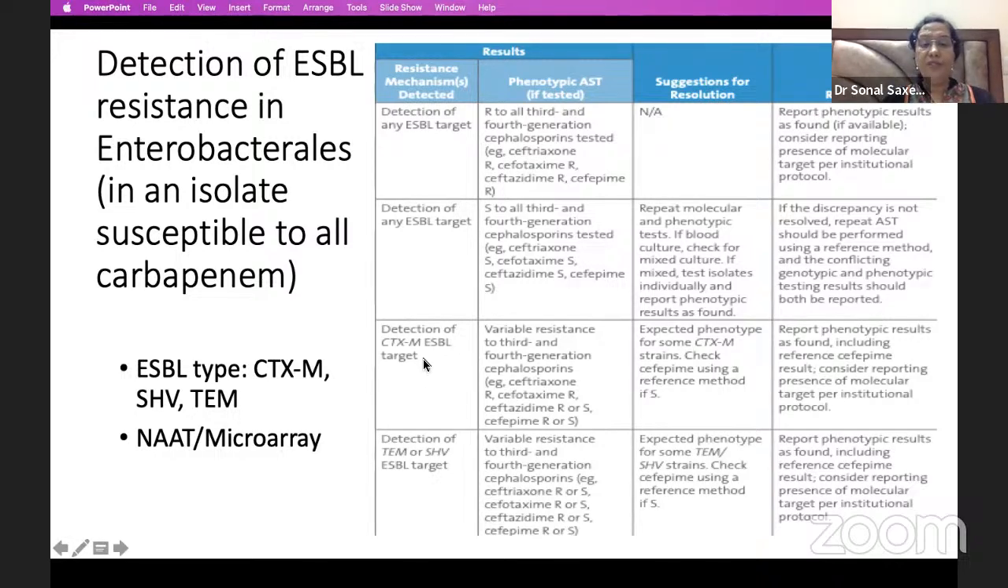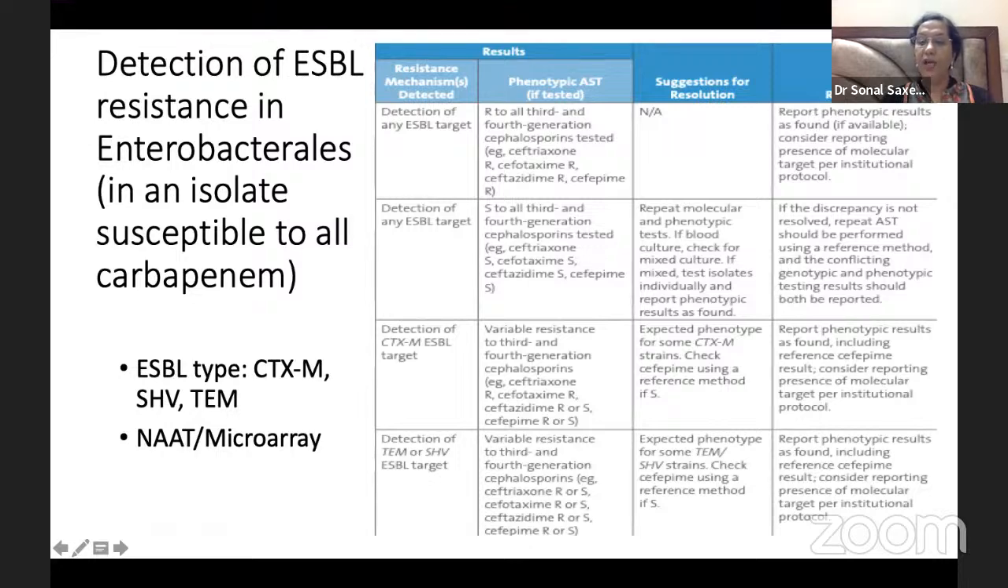Now, if you're looking for CTX-M target by molecular method or by your microarray or NAT, and you find that it is a variable resistance to third and fourth generation cephalosporin in phenotypic method, whereas the CTX-M target is different, then the expected phenotype is there. Some CTX-M may behave like this, that you may get a variable resistance to third and fourth generation cephalosporins. So again, check here phenotypically using cefepime as a reference method. And you report what you find phenotypically and not by what you found in the NAT.